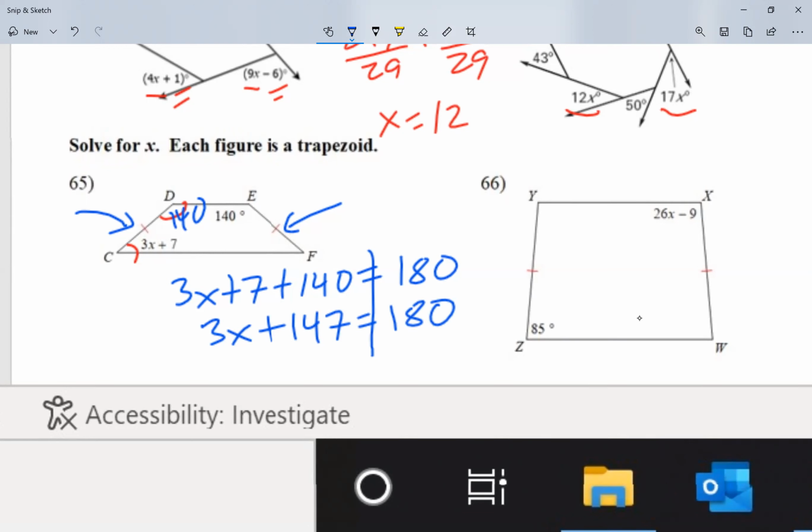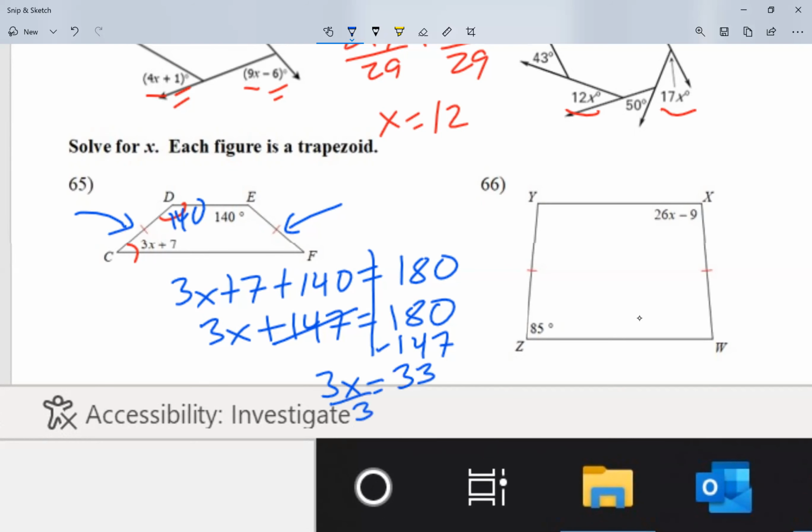Notice I combined some. I want the 3x by itself, so the plus 147, let me move it over as a minus 147. So let's say I have 3x equals 180 minus 147 is 33. All right, let's divide by 3. So I get x equals 11. Nice, x equals 11.